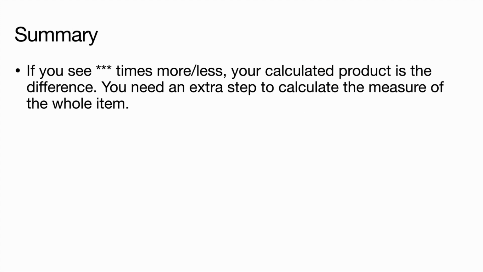To summarize, if you see one item is whatever times more or less than another item, the very straightforward calculated product is not the measure of the other item. It's actually the difference of the two items. What you need to do is, after your calculation, take another extra step to either add or subtract this difference, depending on whether your question says more or less. Given that, you will calculate the measure of the whole item.